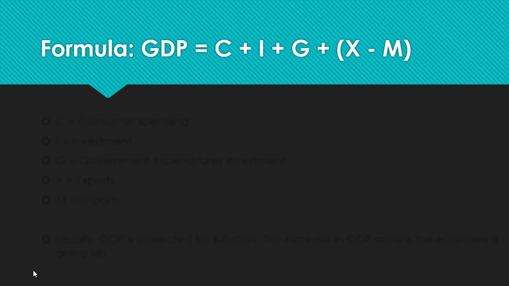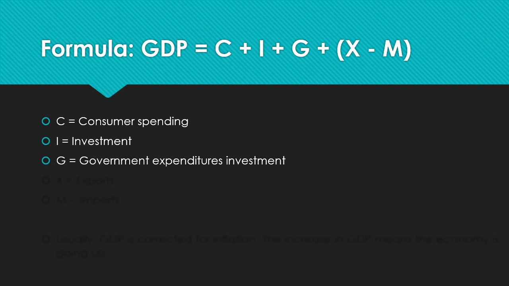Mathematically, GDP is calculated by the formula here. C means the personal consumption expenditures. Usually we just call it consumer spending. I means gross private domestic investment. G means government consumption expenditures and gross investment. X means exports and M means imports. So GDP is a sum of consumer spending, investment, government expenditures and investment, and the net difference between exports and imports.